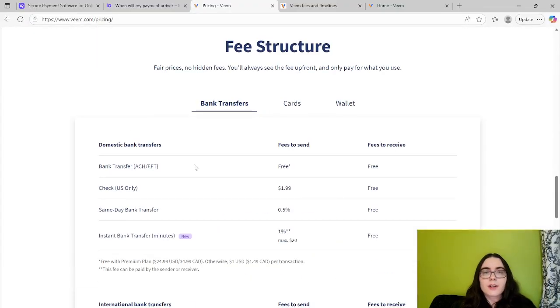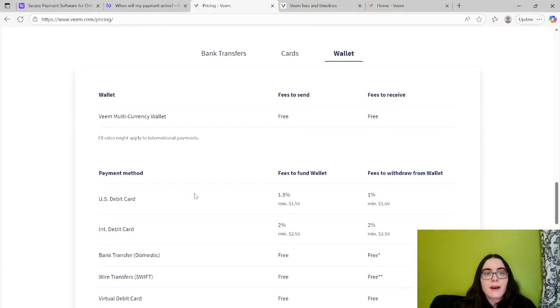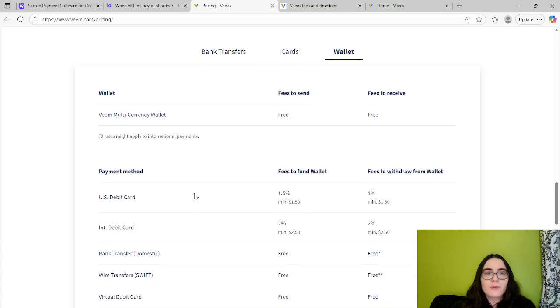As for the fee structure when you're paying with the Veem wallet, it is free to send and receive funds, but that doesn't mean it's completely free, because it does cost to fund the wallet and withdraw from the wallet if you're using a debit card. With a US debit card, you're looking at 1.5% to fund it, and 2% with an international debit card. If you're using bank transfer or wire transfer, though, that is completely free. So that's just something to know about that.